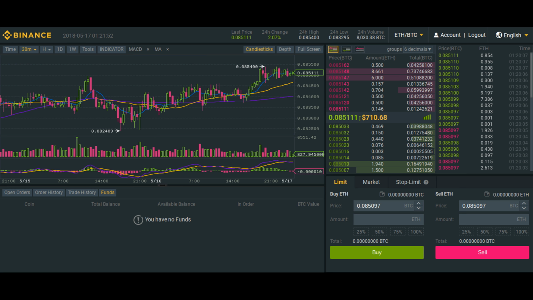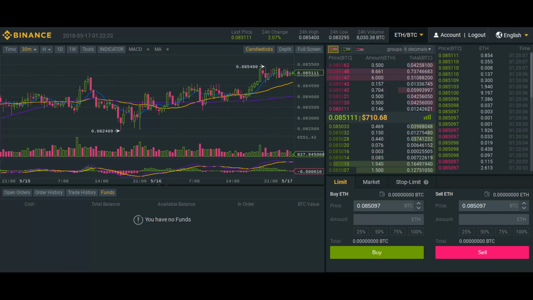Across to the right, starting off, we have the last price. Well, first, you have the date and the timer. But we have the last price that it sold at, the 24-hour change, which is at 2.07%. We're looking at Ethereum versus BTC. You have the 24-hour high, the 24-hour low. You have the 24-hour volume, which is 8,030 BTC. And then you have the currency pair, which is ETH versus BTC.